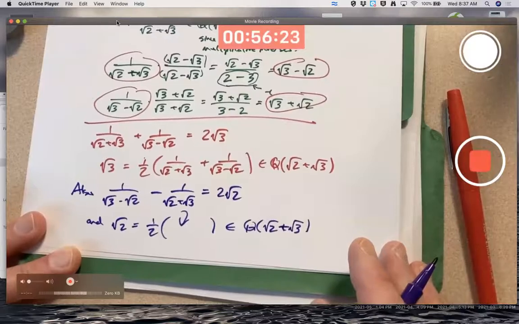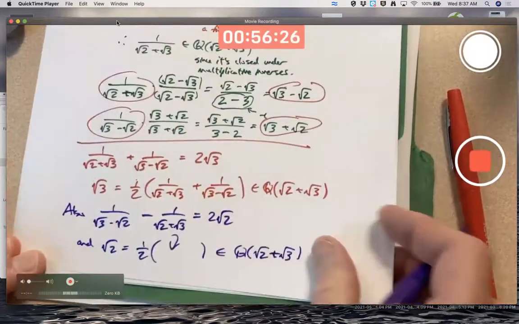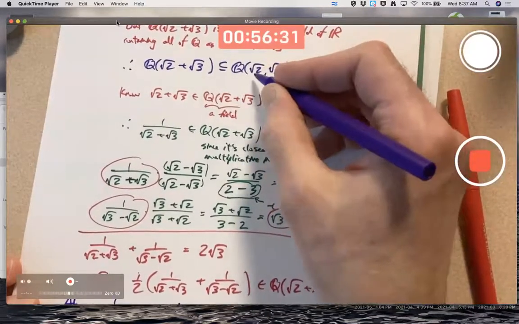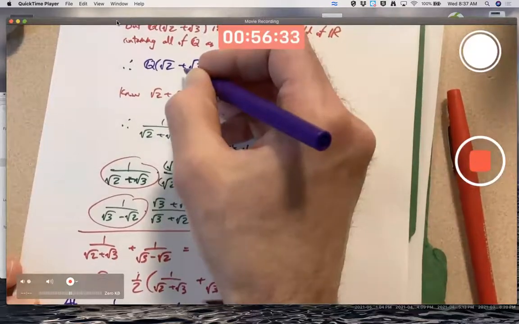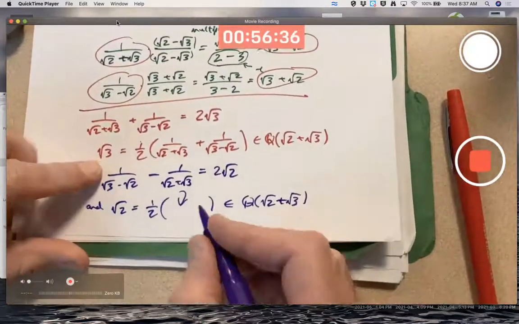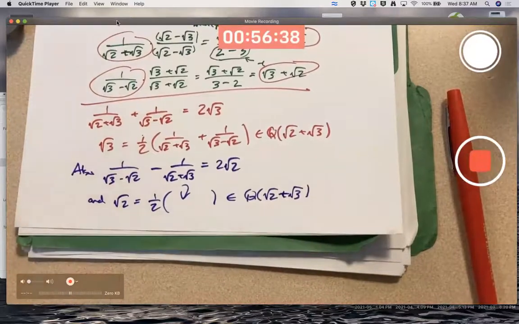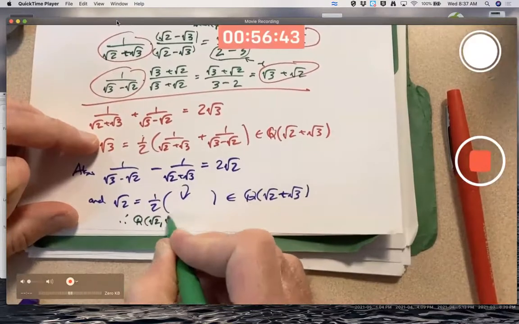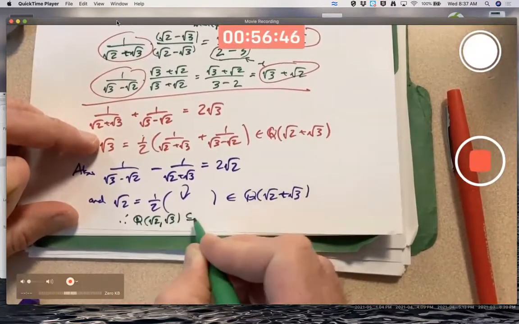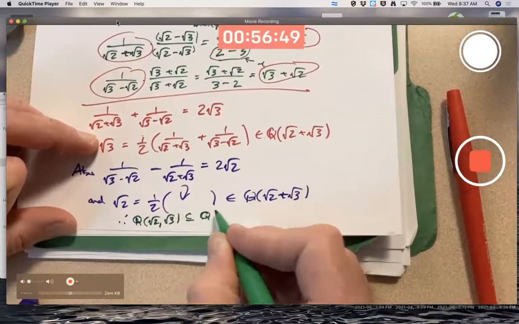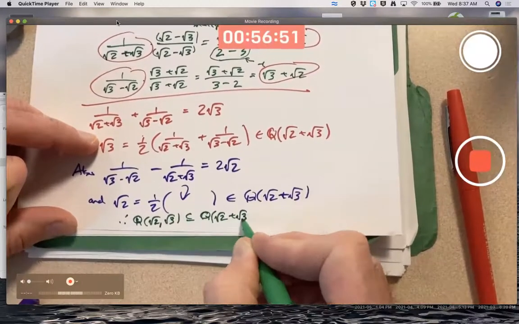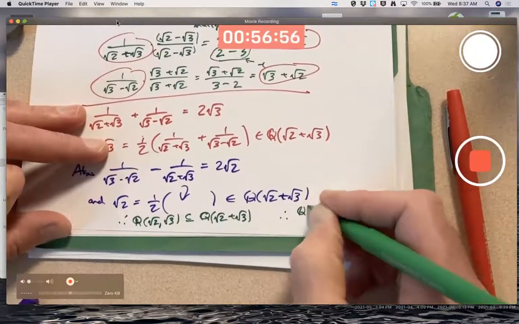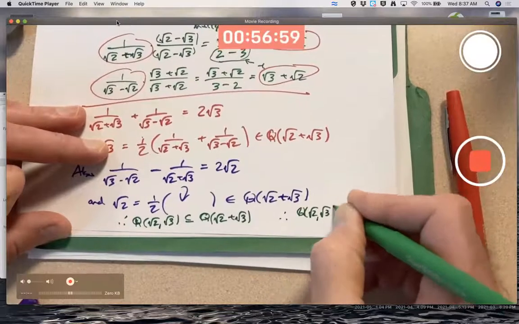I wanted to show root 3 and root 2 were in there. And therefore, since this is the smallest subfield of R containing the rationals and root 2 and root 3, it must be a subset of that. Done. Therefore, Q root 2 comma root 3 is a subset and a subfield of Q of root 2 plus root 3, and therefore, since I also proved the other inclusion, they must be equal. Therefore, that's the case.